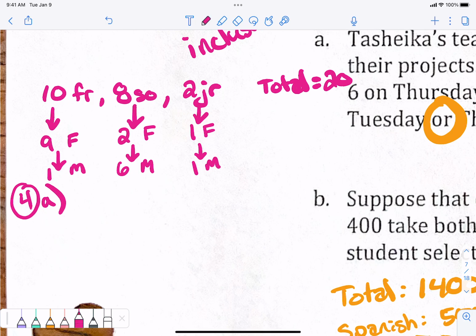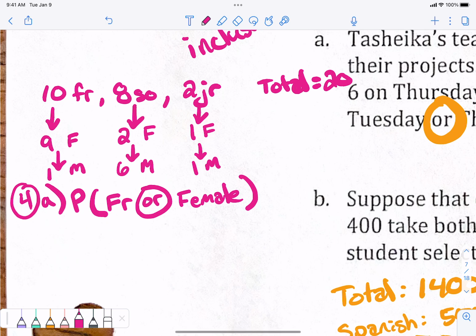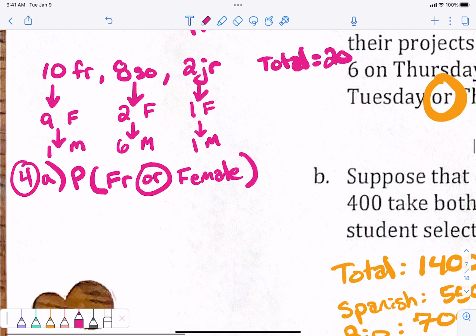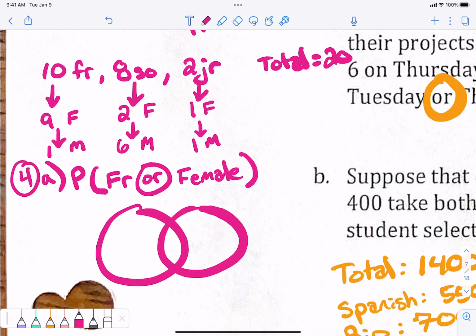Holy crap. A says, what's the probability of choosing a freshman or a female? Is that right? Okay, freshman or a female. Is that right? Okay, I'm going to do my Venn diagram. How many freshmen do we have? 10. How many females do we have? 12.